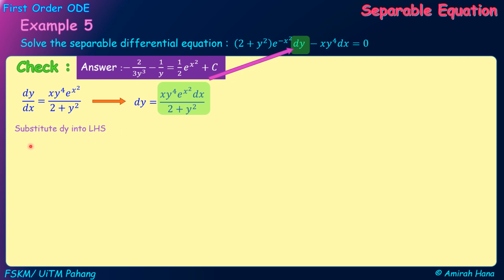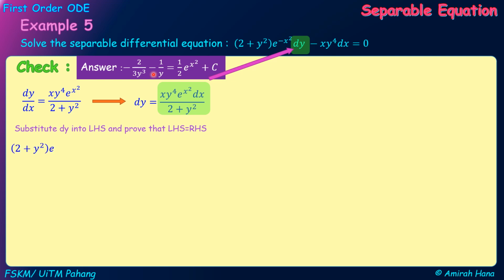Okay, so now we substitute dy into the left-hand side, to prove that the left-hand side equals the right-hand side. If we successfully prove that the left-hand side equals the right-hand side, it means this answer is correct.